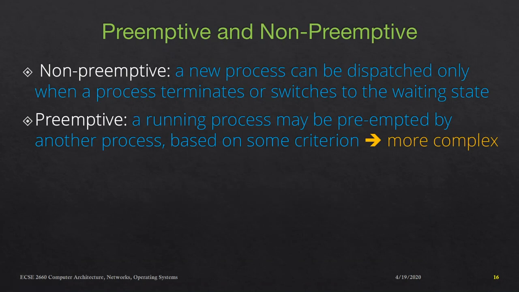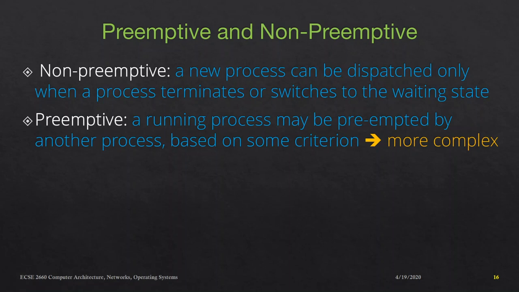Okay, let's now talk about two different types of scheduling, preemptive and non-preemptive algorithms. So non-preemptive algorithms are those in which a new process can be dispatched only when a process terminates or switches to the waiting state. So the scheduler dispatch can only assign a CPU to a process, a new process, when the old one got terminated or it got switched to a waiting state. So non-preemptive is, I'm not going to disturb the process that is currently running on the CPU. Which is the case, for example, with the first come, first serve scheduling algorithm. It's a non-preemptive algorithm.